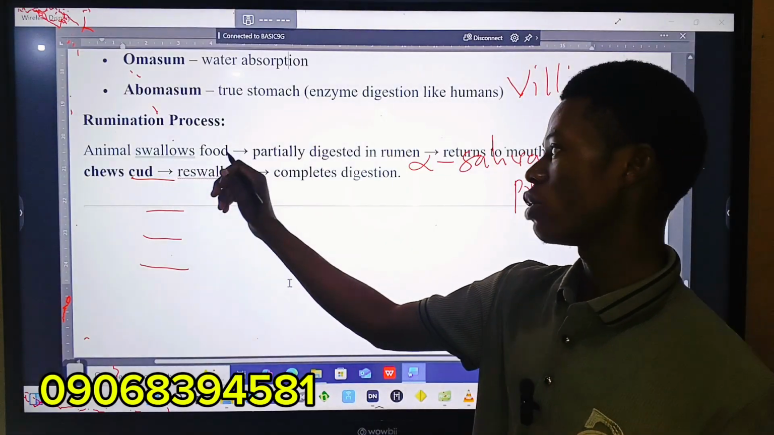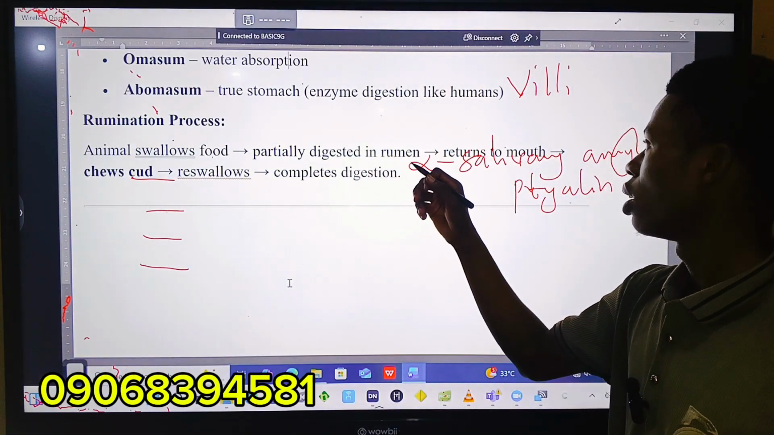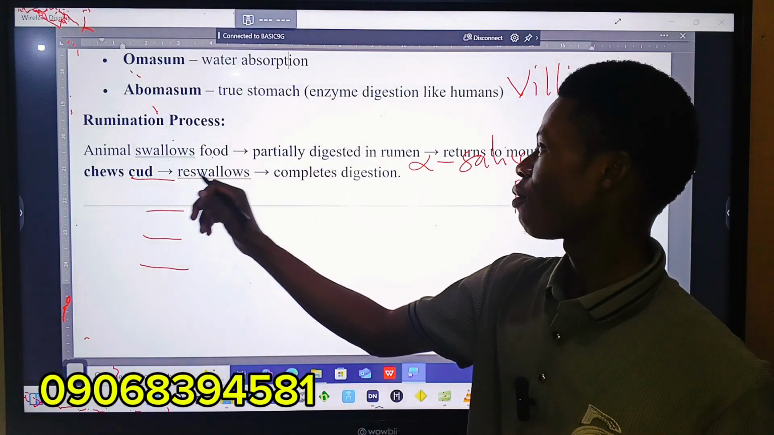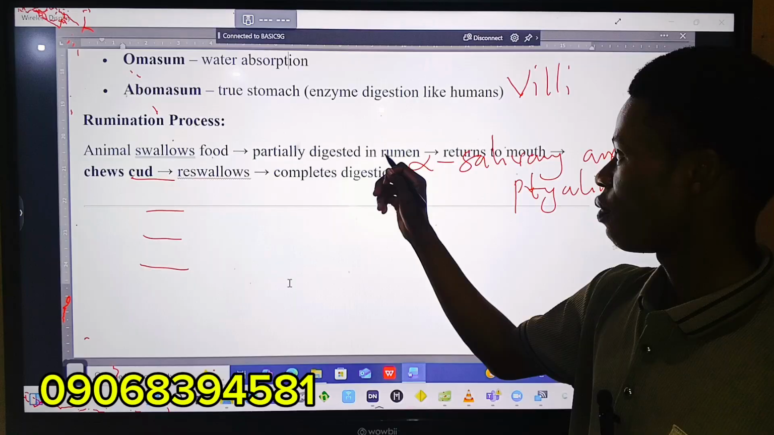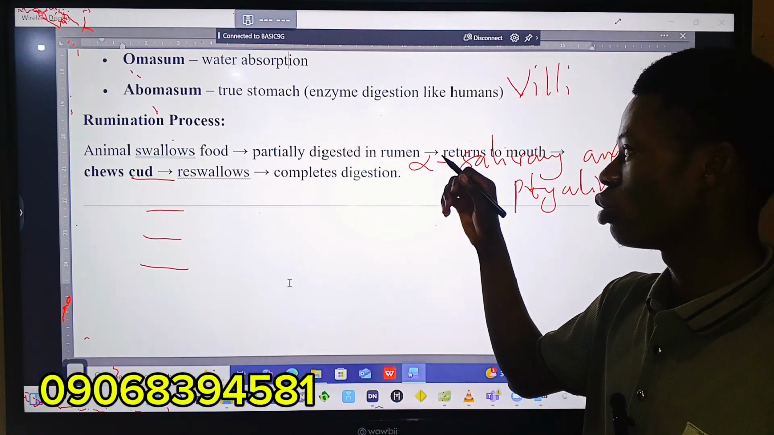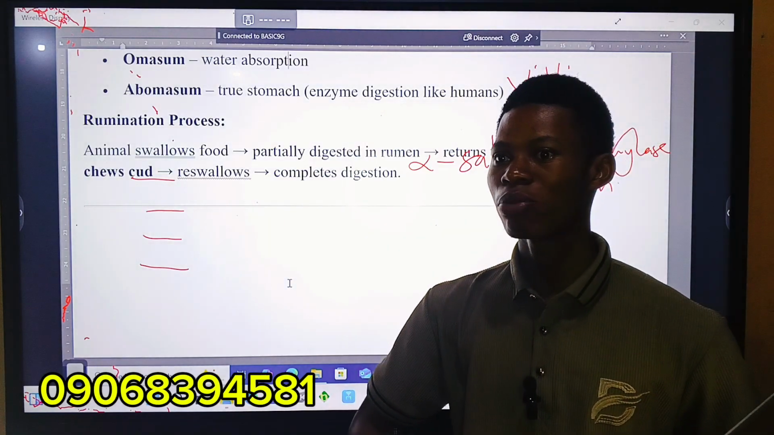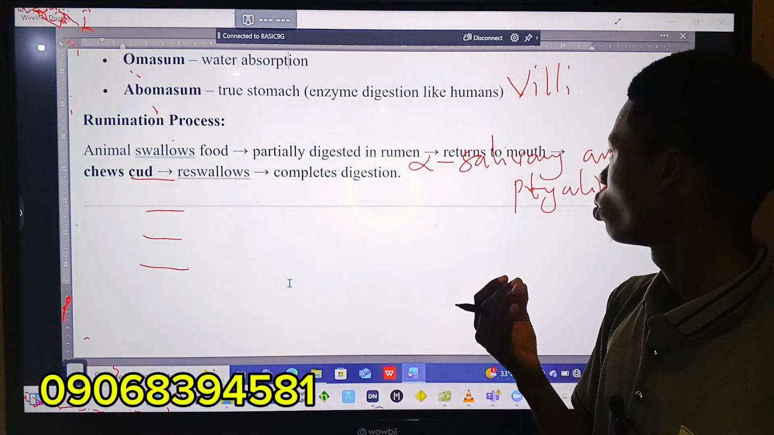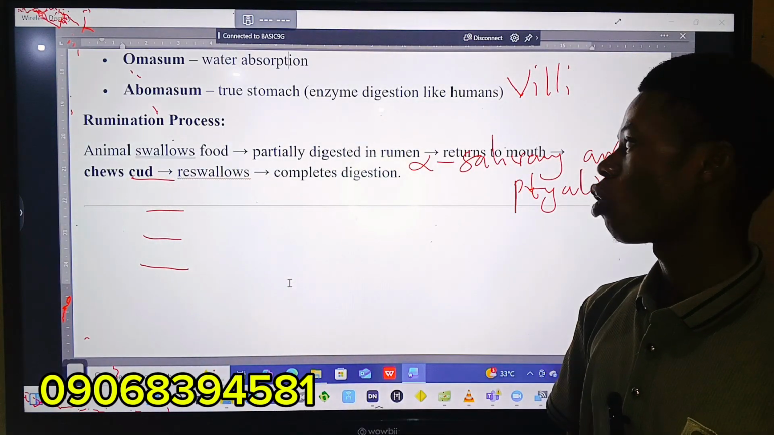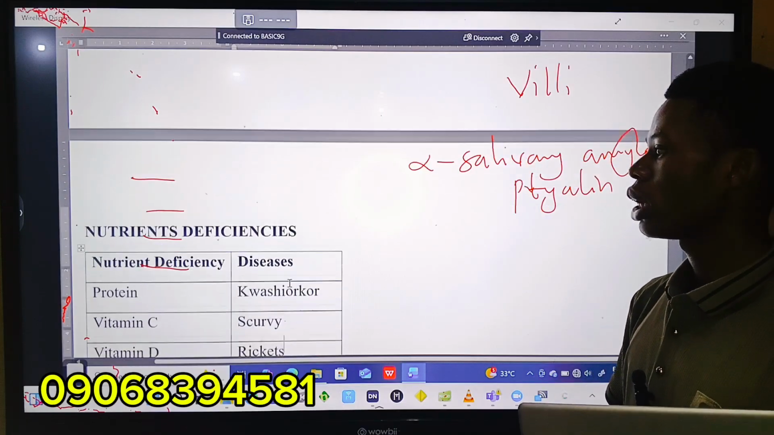Now, let's look at the rumination process. The animal swallows the food, and the food is partially digested in the rumen, and it returns to the mouth. Remember, the rumen is the first part. So as the animal swallows the food, it goes to the rumen and is partially digested. The animal now regurgitates, brings back the food again and rechews. That's it, it chews the cud, then re-swallows it again for complete digestion to take place. All right, so that's that.